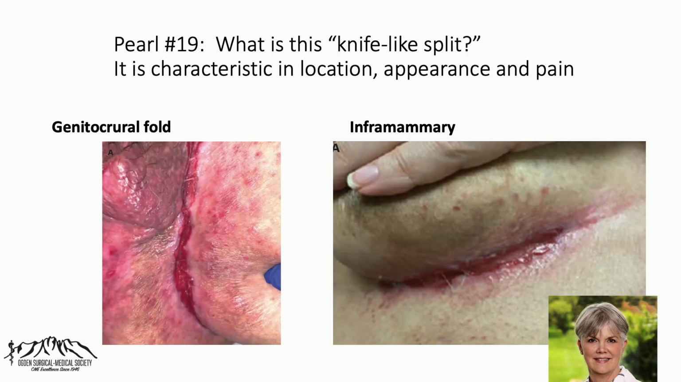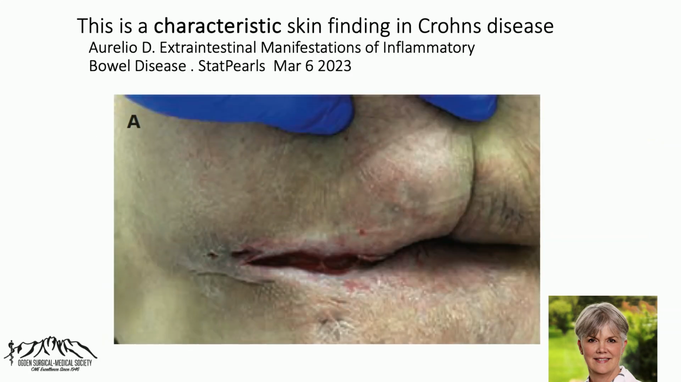Okay, pearl number 19. What if you see this? This is called a knife-like split. A knife-like split is so characteristic. When we see it, we think one thing as dermatologists. A knife-like split is a clean, shallow or deeper ulcer found in the genitocrural fold, in the inframammary fold, or most characteristically in the gluteal fold. And they look icky. They look like some big ulcerated pilonidal cyst, but it's not. It's an extracutaneous manifestation of Crohn's disease. So if you see a knife-like split in a patient, you should have your suspicions raised for that.